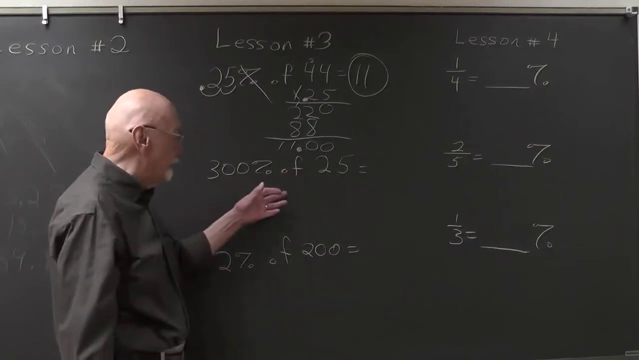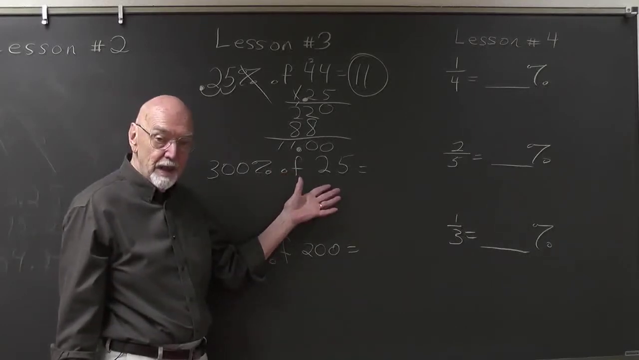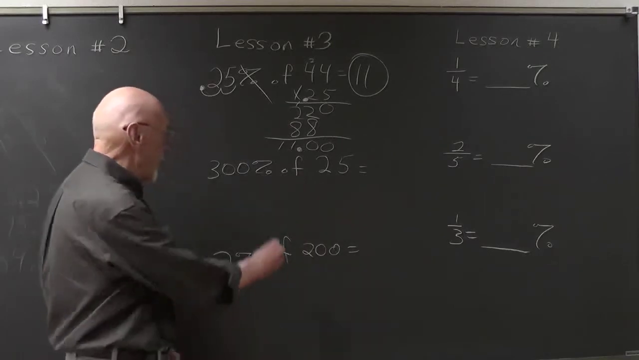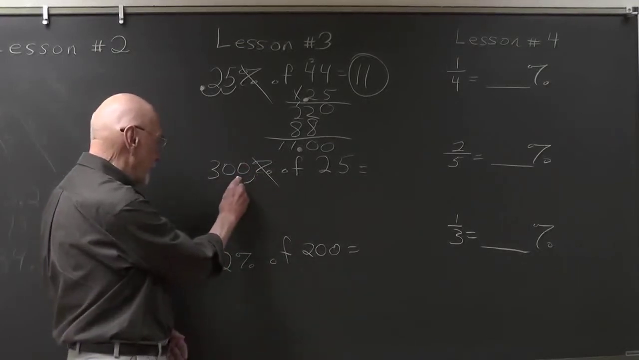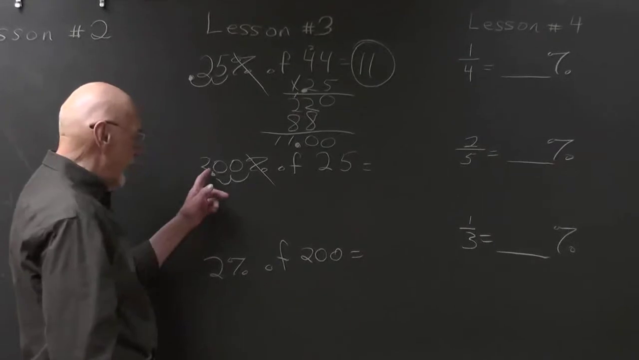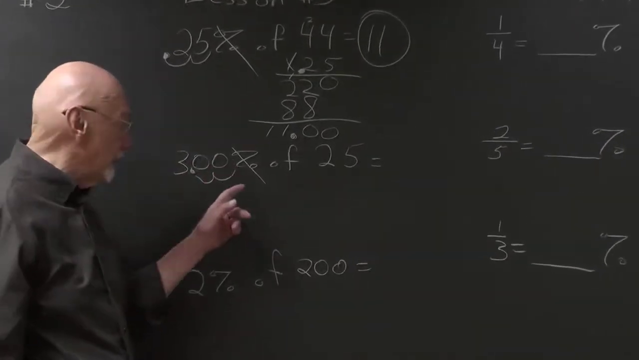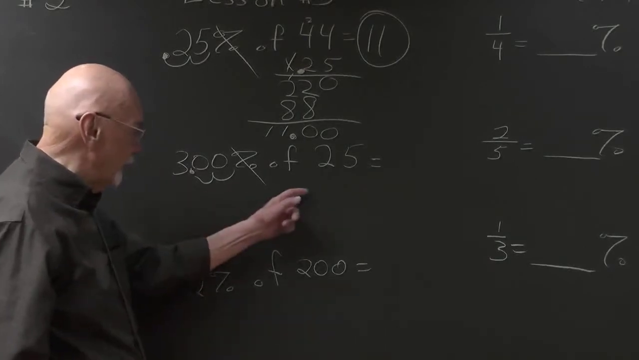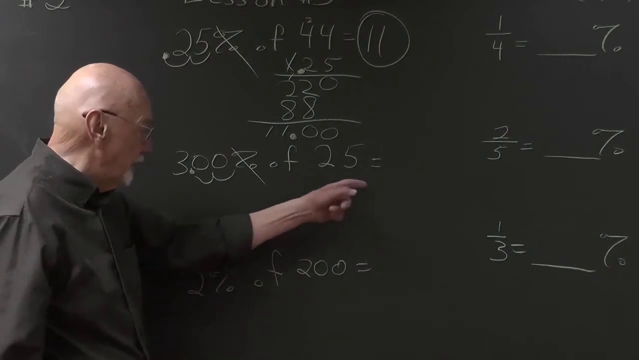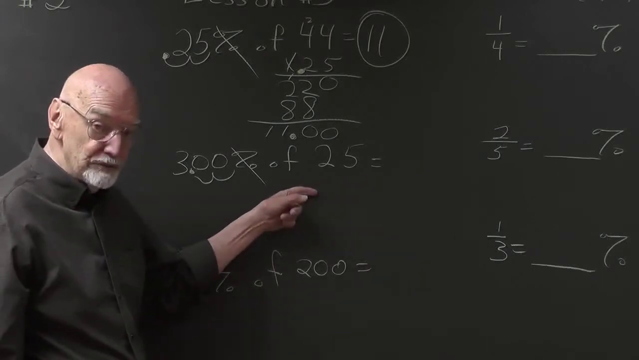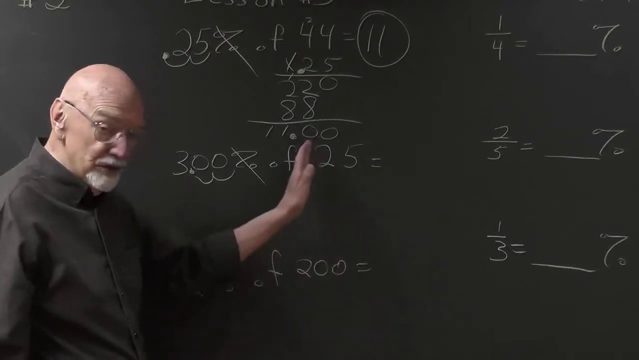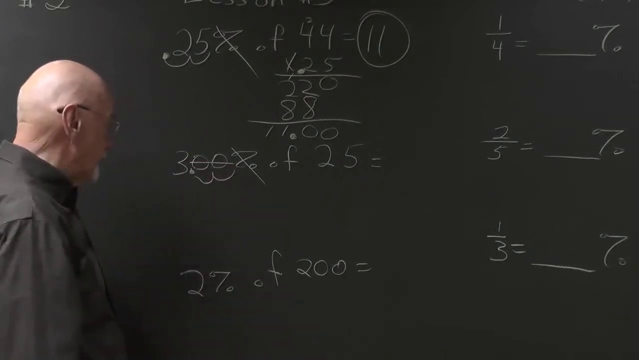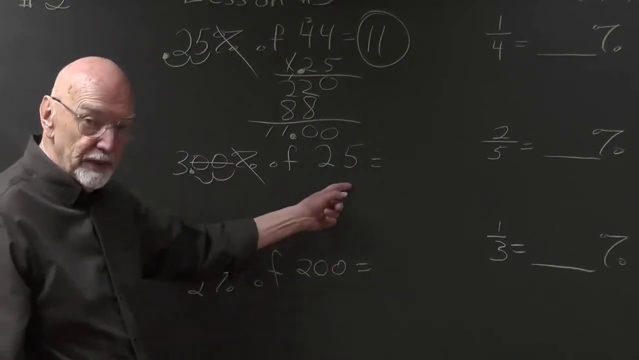Another example, 300% of 25. We follow exactly the same procedure. Drop the percent sign. Move the decimal point 2 places to the left, and these zeros are not necessary because there's no digit to the right of them. Therefore, they have no value, and we certainly don't want to put 3.00 down here and start with 2 rows of zeros. It's easier to get confused. So just drop them now, and we have a simple problem of 3 times 25.